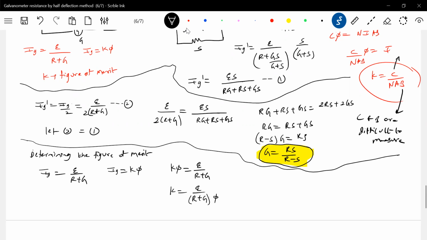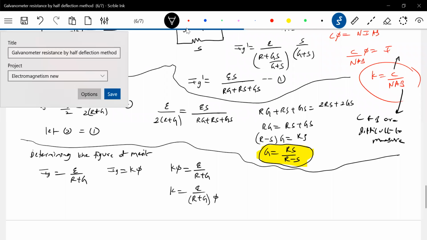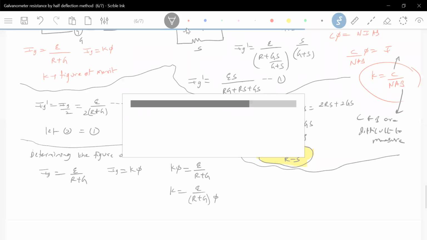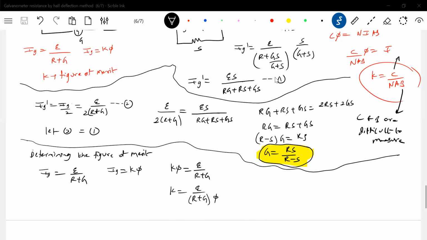Who will answer? Yes, anybody? Figure of merit should be very high, should be very low. No response from anybody. Should be very low. Yes, yes. Ananta Krishna, yes, in fact.